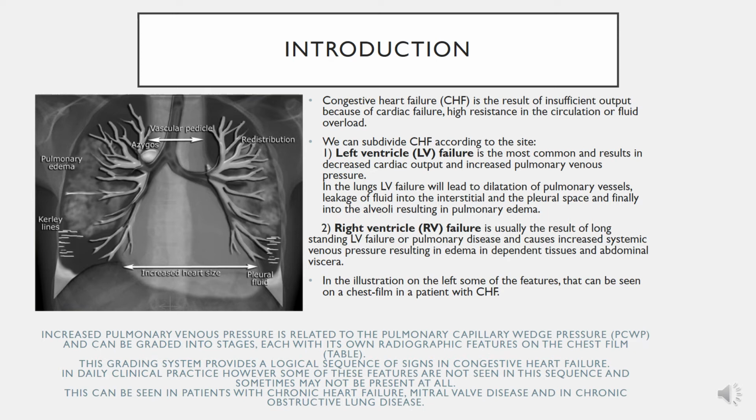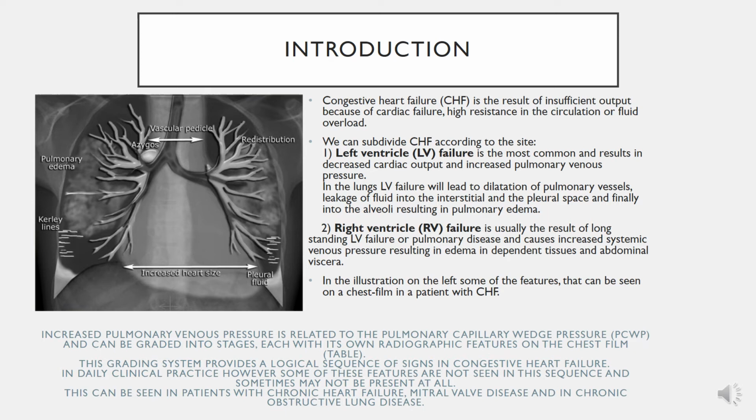Then it will spread to right ventricle failure, which is usually the result of long-standing left ventricle failure or pulmonary diseases, and causes increased systemic venous pressure, resulting in edema in dependent tissue and abdominal viscera. In the illustration on the left, some of the features that can be seen on a chest film in a patient with congestive heart failure are increased heart size and an increased vascular pedicle.